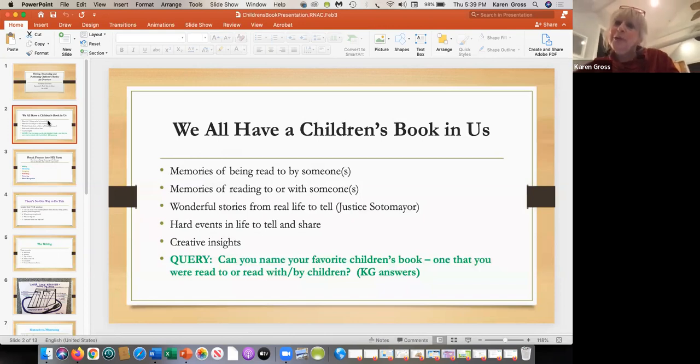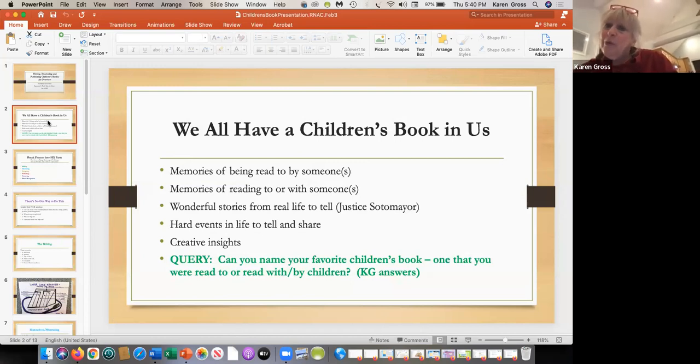I think we all have a children's book in us. I think we have memories of being read to by someone. Many of us have memories of reading to someone, one's own child, one's grandchildren, children in a classroom. I think many of us have had remarkable experiences in our lives, and real life and fictitious stories to tell. And I recently was thinking about Justice Sotomayor's recent book, which she has written several children's books about the neighborhood in which she grew up in and her life as a child. And it reminded me that while celebrities do this, the rest of us can too. And so whether the events one wants to share are fun ones or harder ones, I think we all have those creative insights.